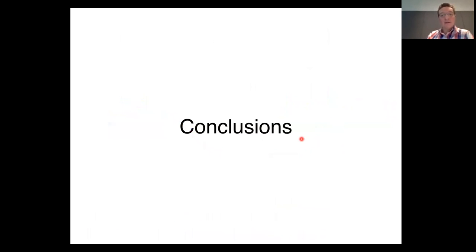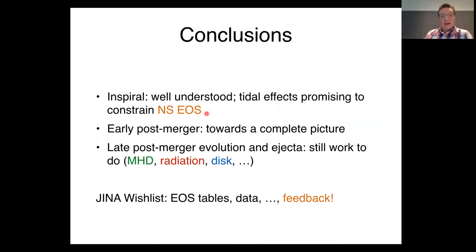So here are my conclusions. We have talked a little bit about the inspiral. The inspiral phase of neutron star mergers is relatively well understood, and tidal effects are really promising to constrain the neutron star equation of state. We think that after a few years of detections with Advanced LIGO at its design sensitivity after 2019, we'll be able to constrain the radius of neutron stars to less than half a kilometer or so.